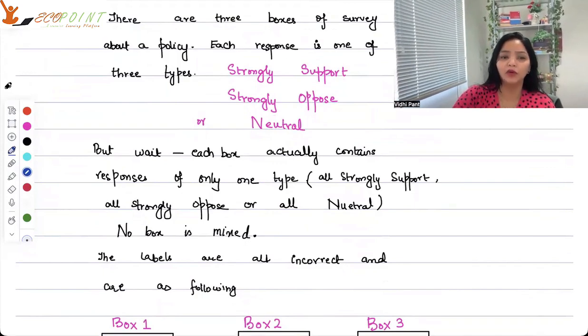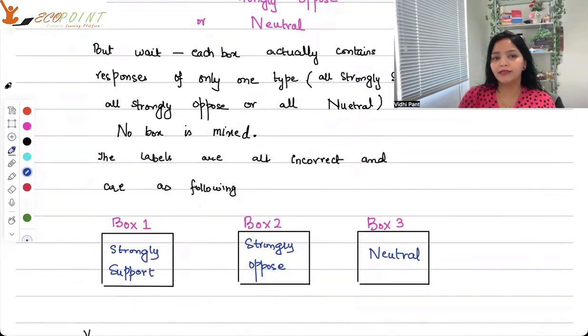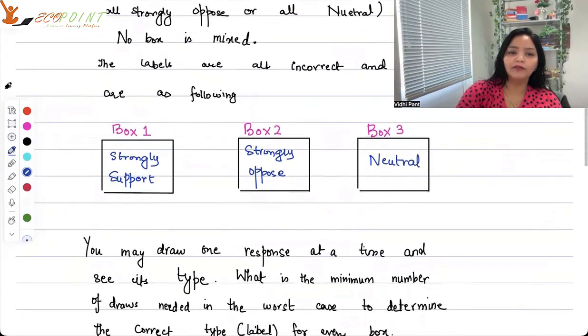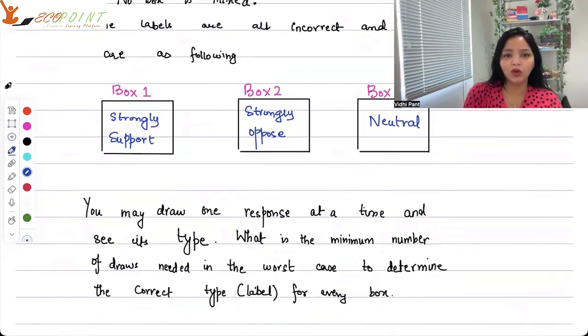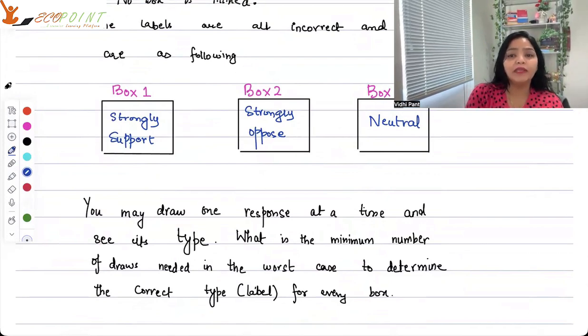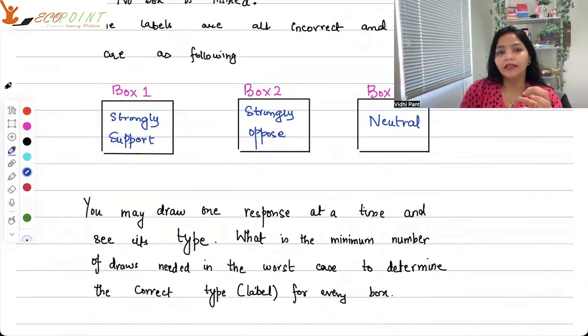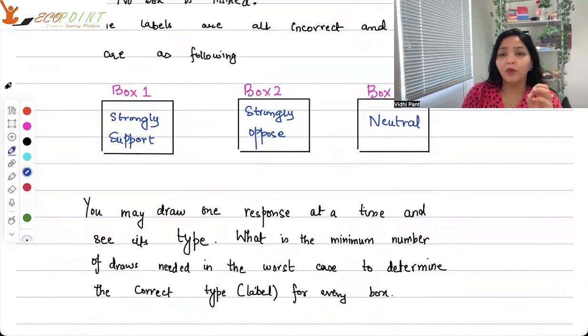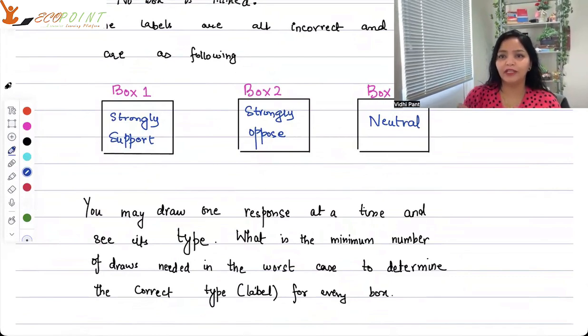And they are as the following. Box 1 is labeled as strongly support. Box 2 is labeled as strongly oppose. Box 3 is labeled as neutral. Now, what do we have to do? You may draw one response at a time and see its type. What is the minimum number of draws that you would need in the worst case scenario to determine the correct type or correct label for every box?